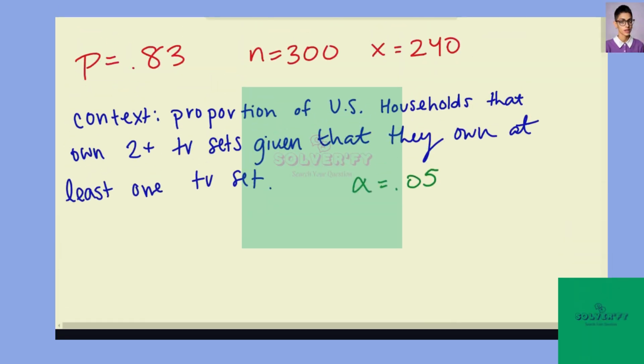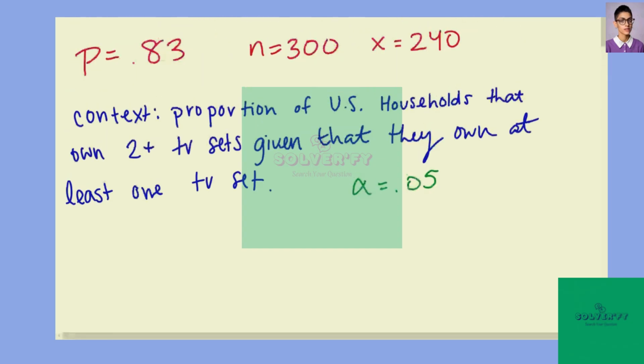For this problem, we are told that 83% of US households that already own one TV set own 2 or more. We conducted a study of 300 households that already owned at least one TV set and found that 240 of those own 2 or more. We want to test this.